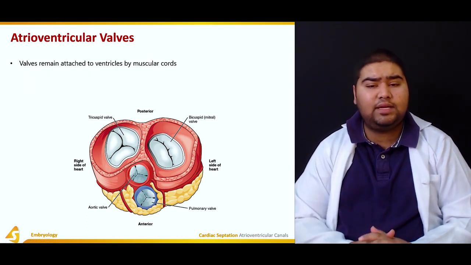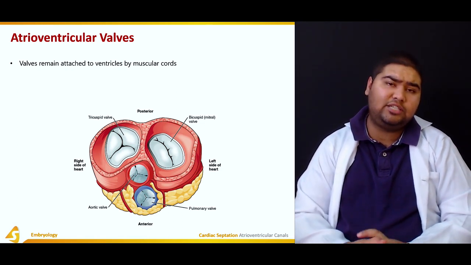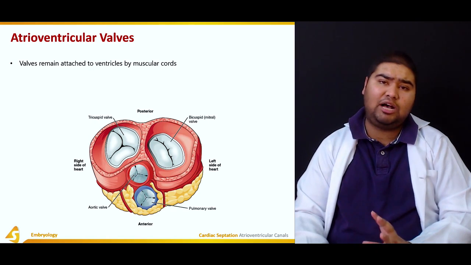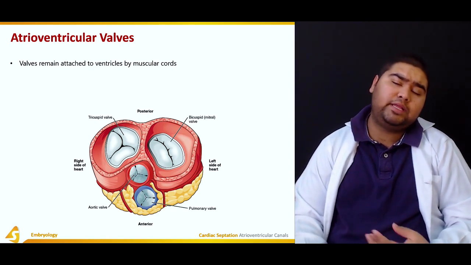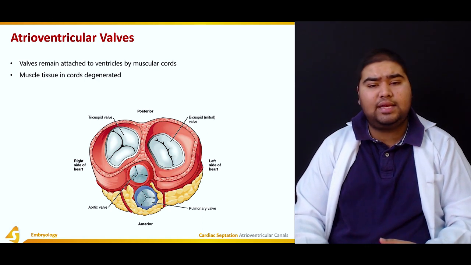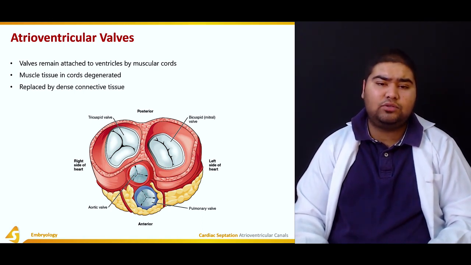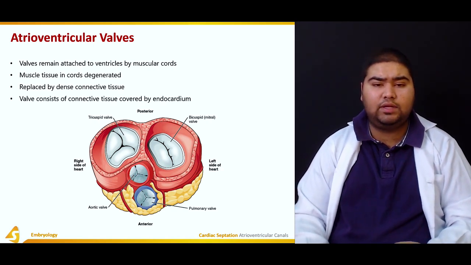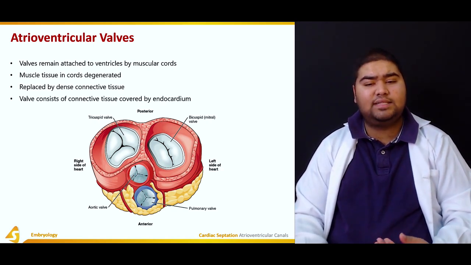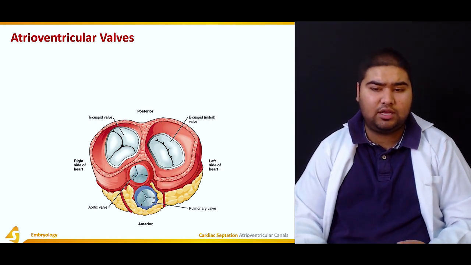Initially, the valves are attached to the ventricles by muscular cords. However, with development, the muscular component of the cord degenerates and only dense connective tissue remains. So this is how the valves are connected to the muscles of the heart. Now, the valve consists of connective tissue which is lined by the endocardium.